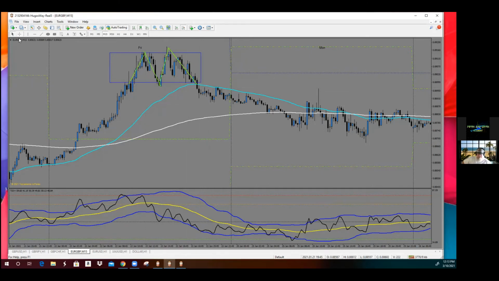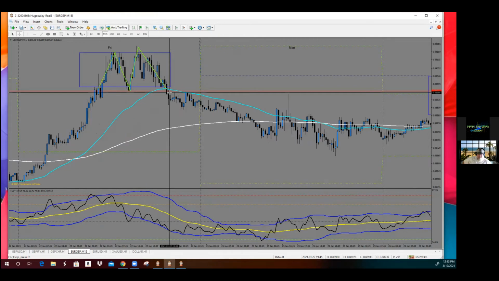I love taking my M patterns at the break of the neckline. So once it gets broken, which would be on this candle, I'm in the trade. And I'm taking this trade to the downside. My stop loss is here. So 18 pip stop loss, 20 pip stop loss. Boom.